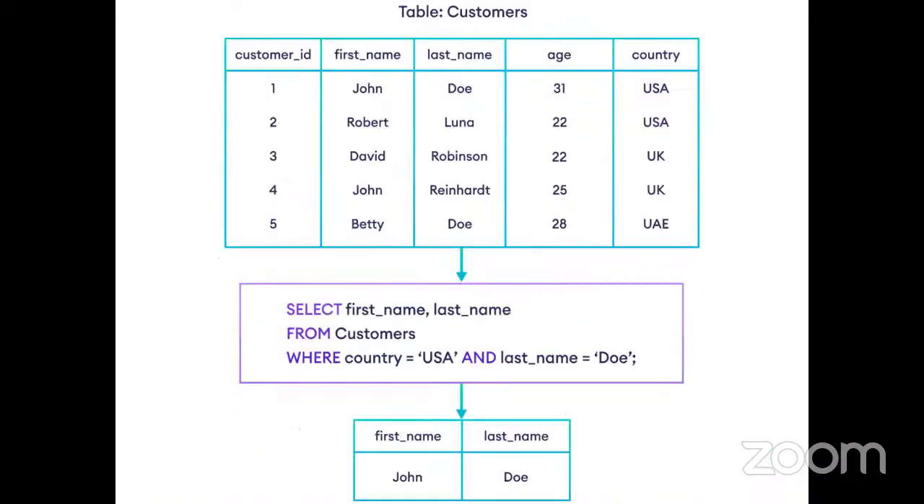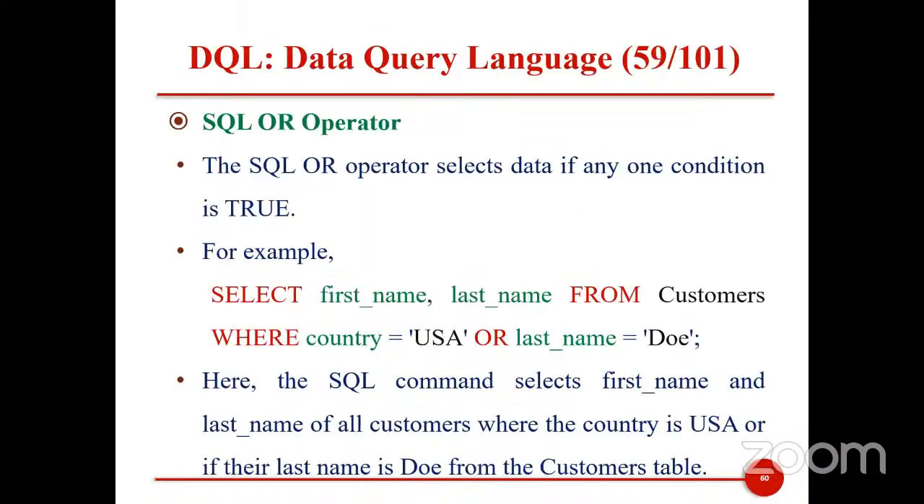Then we also have what we call the or. The or operator, you use it when either of the conditions is true. For example, if you want to select first name and last name from a table called customers, where the country is USA or the last name is Do, it simply means that anyone who is in USA will be displayed, their first name and last name. And also, anyone whose last name is Do and is not from USA, the details will also be displayed. That is using the or operator.